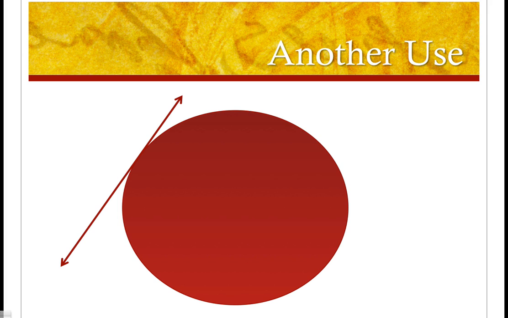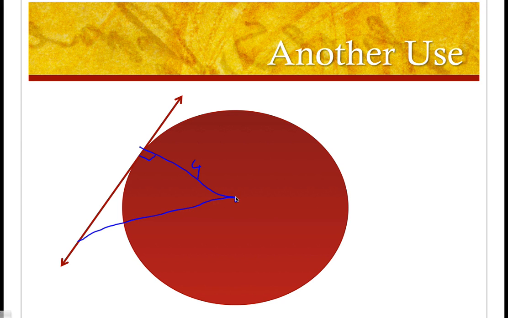Another use of the Pythagorean theorem is to prove the converse of our theorem, where we know that a line is tangent if it's perpendicular. So let's draw a line and check. If we have a radius to the line of 4, we know that it has to be a perpendicular line and form a right triangle.